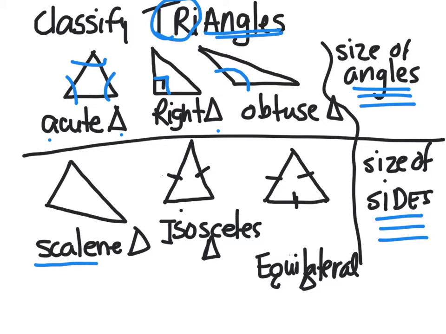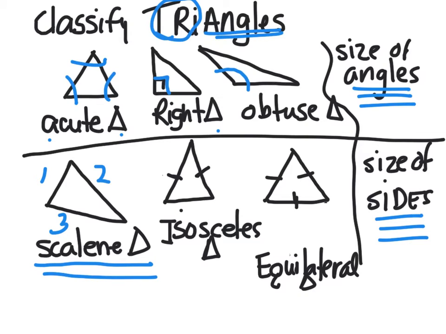So the first one is a scalene triangle, and so that means that none of the sides, side 1, side 2, or side 3, are the same length. If they're not the same length, then they have no angles that equal each other.